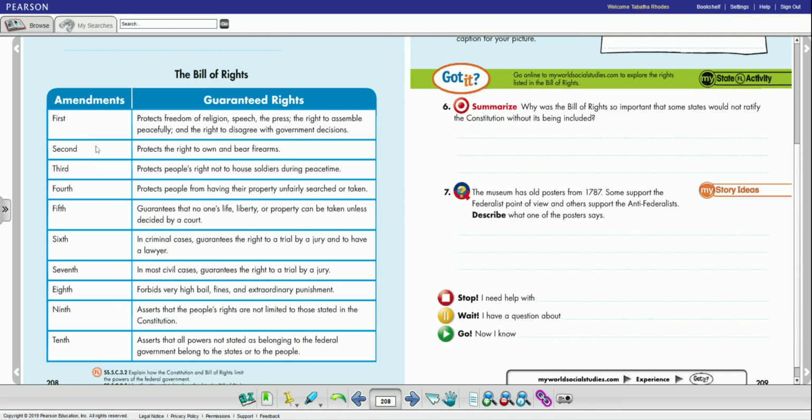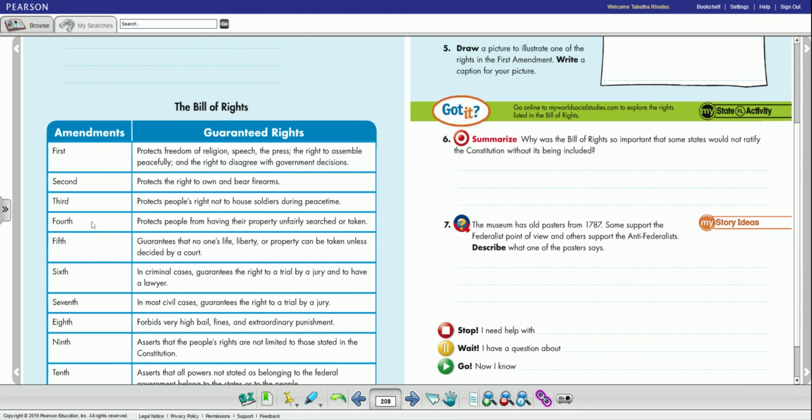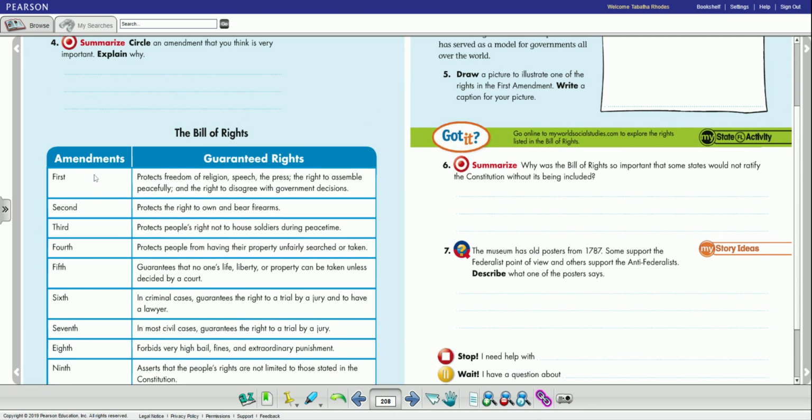So this is the Bill of Rights. The Bill of Rights are the first 10 amendments of our Constitution. So you need to circle one of these, and you can pick any of them, and explain why you think it's important. Completely up to you. Just make sure your explanation makes sense.